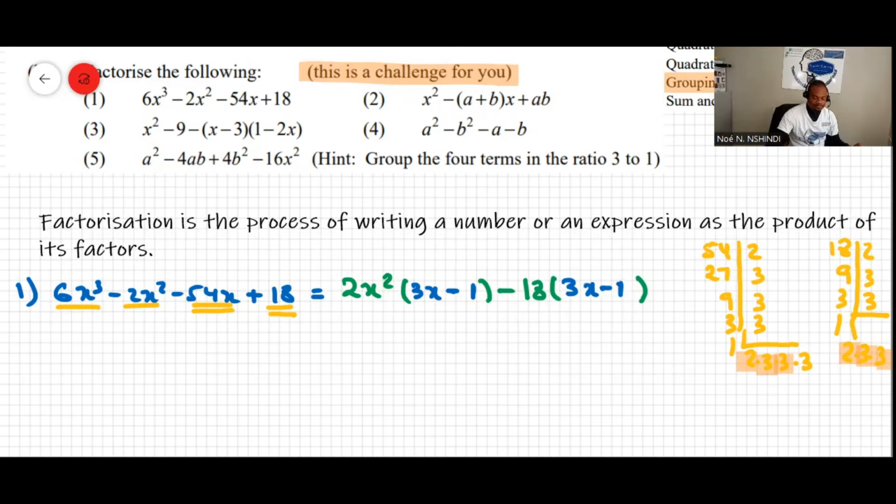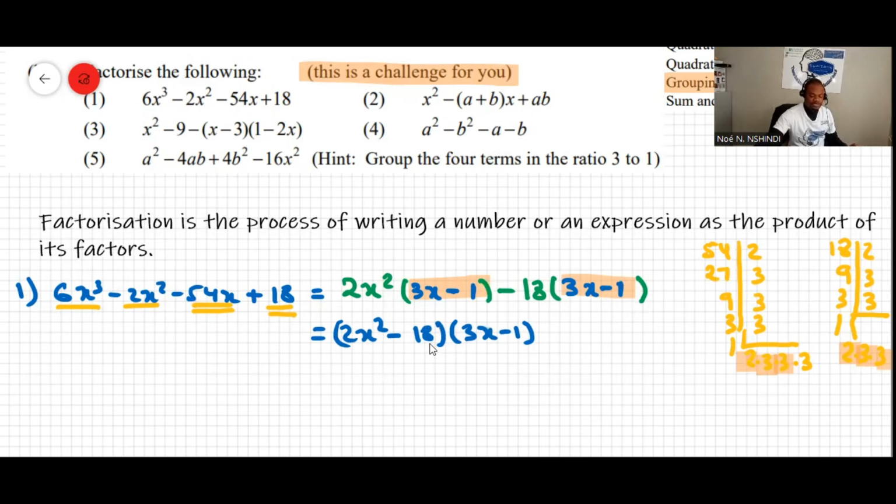Now that you have 3x minus 1, 3x minus 1, I will then write 2x squared minus 18, okay? And then 3x minus 1. It's the reason why I say the question was a bit of a challenge. There are a lot of things to do here.